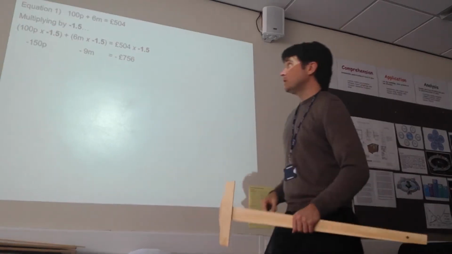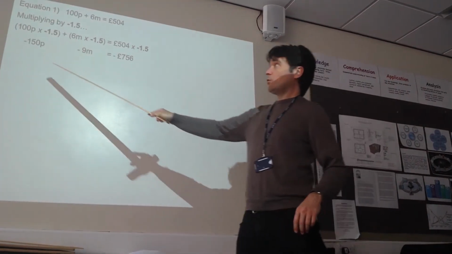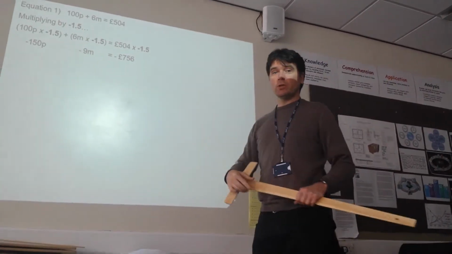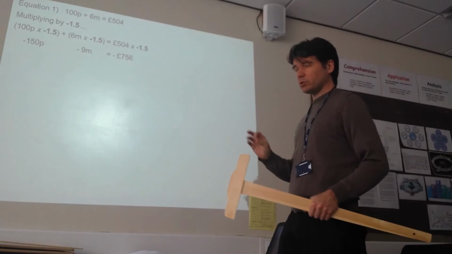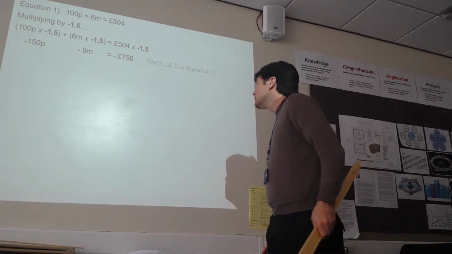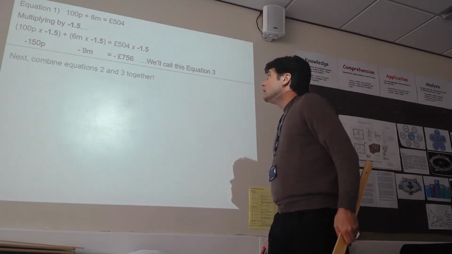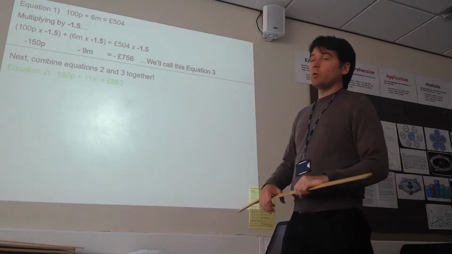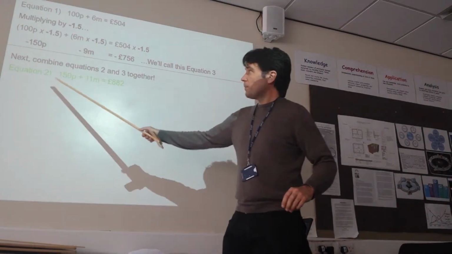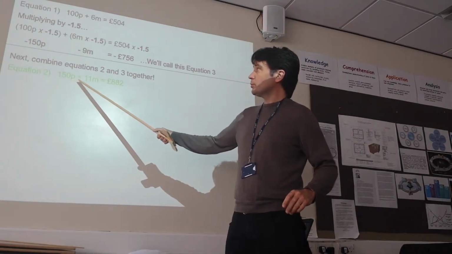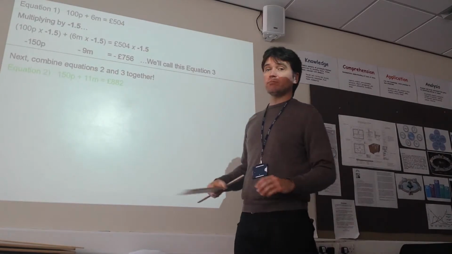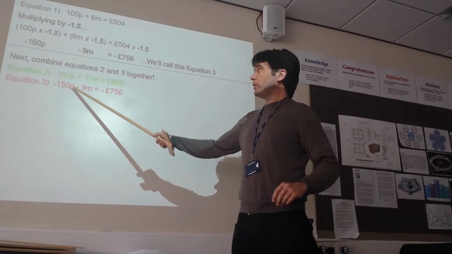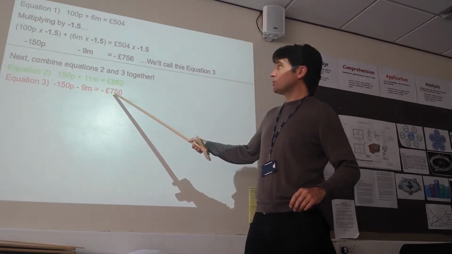That's fair enough. We've got a new equation from that: minus 150p minus 9m equals minus 756. We'll call that equation 3, and we'll be able to solve it now we've got the third equation. We have to combine equations 2 and 3 together. So, reminding ourselves of equation 2, hopefully you can see this. Equation 2, 150p plus 11m equals 882. And equation 3 from above, minus 150p minus 9m equals minus 756.